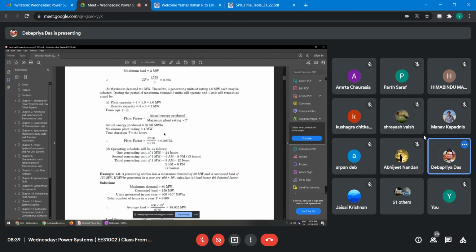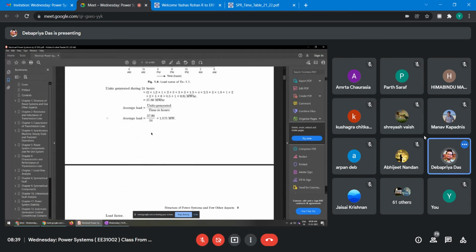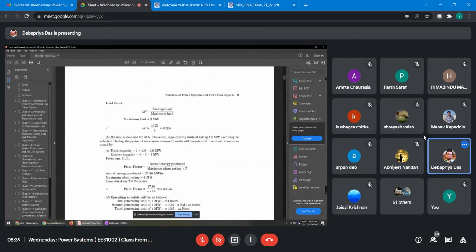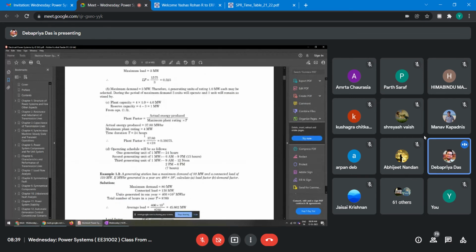So this is your reserve capacity, and plant factor will be actual energy produced divided by maximum plant rating into T. The actual energy produced, we have seen here, is 37.8 megawatt hour, right? And your 4 generating units are there, 4 megawatt, and 24 hours duration. So it is 4 into 24. It will be 0.39375.